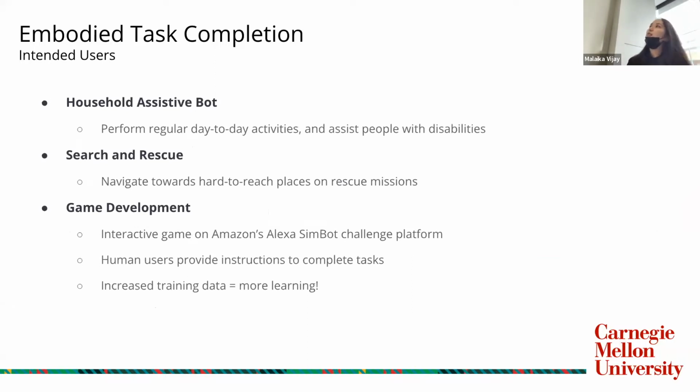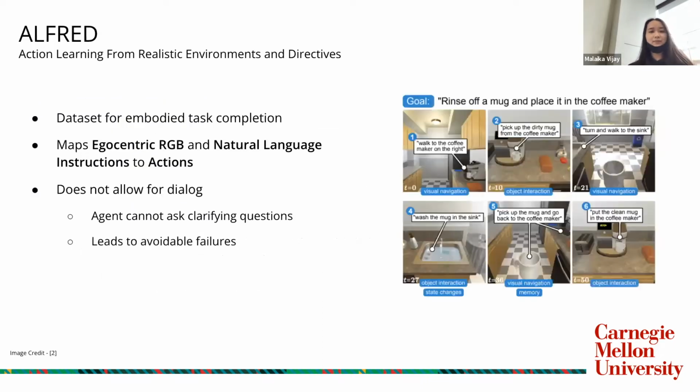We have a wide range of use cases for our project. Firstly, our bot could be used as a household assistive bot where it can perform regular day-to-day activities and assist people with disabilities. Our bot can also be used to navigate towards hard-to-reach places in search and rescue scenarios. It can be applied to game development as well, where there will be an interactive game on Amazon's Alexa Simbot Challenge platform, where human users will provide instructions to complete tasks.